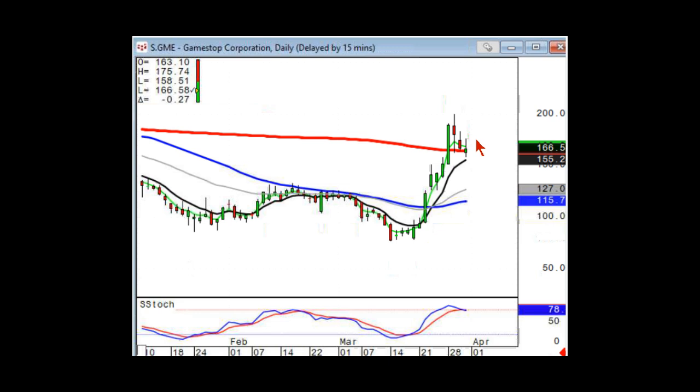So there's GameStop. If you were trading GameStop, you'd be waiting to see whether they're going to start back up doing a J-hook pattern.